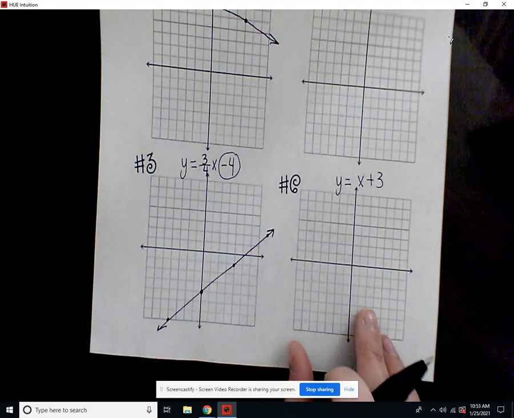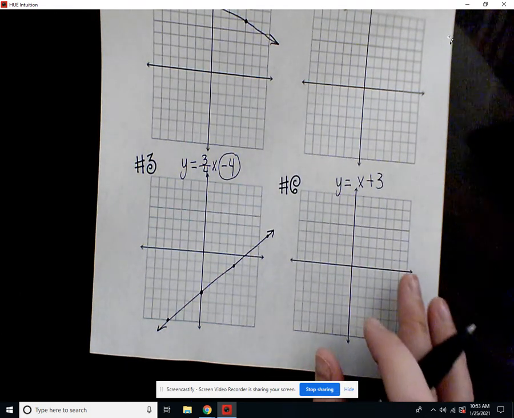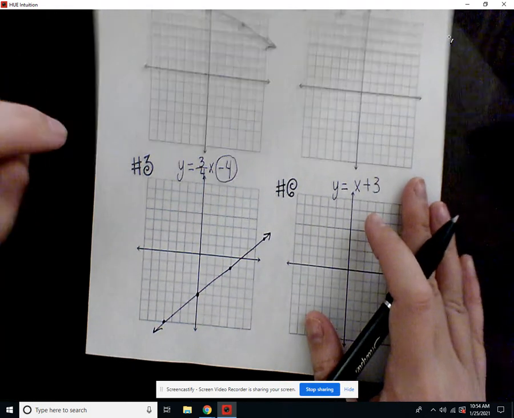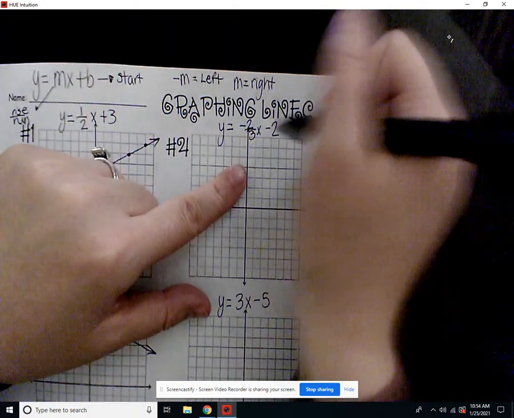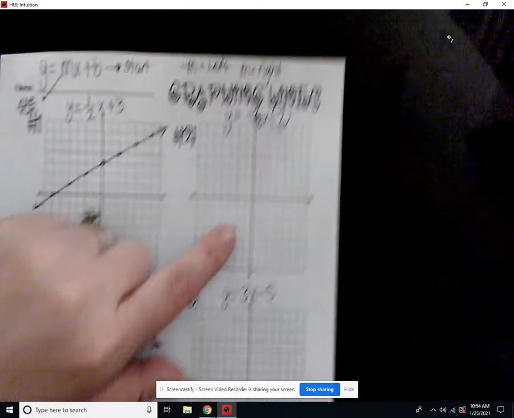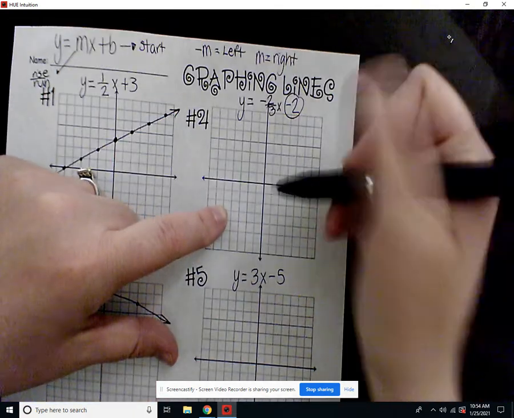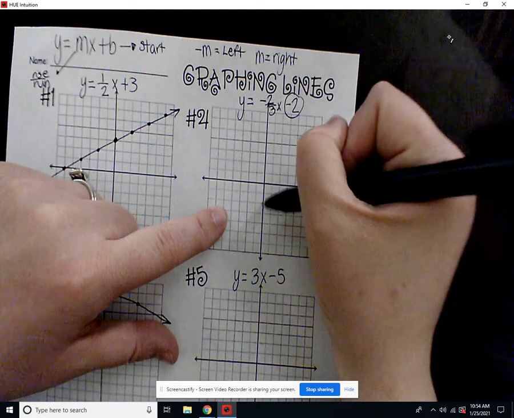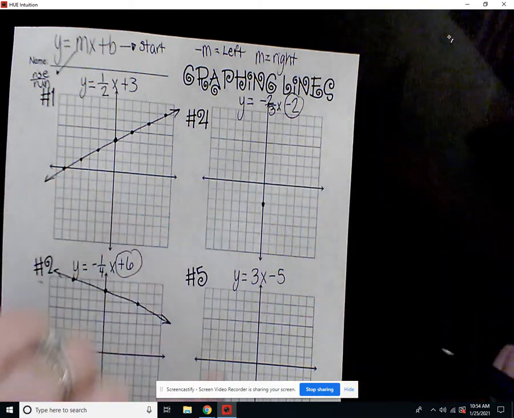And so here is our graph. All right, so let's look at another one. So again, we start at the back on the y-axis, which is -2. So we start at the center, go down 2 spaces.